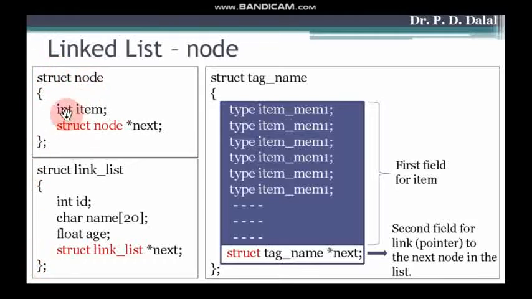So you will have a struct node which will have an integer item and a pointer next. Additionally, you can have a different structure like this: struct link_list, that is a linked list. Structure name is linked list. Integer ID, name, age, and then a pointer to the next node. So this will be your data part, item part, and this will be your pointer to the next link. In general, you can write your struct tag name here, number of data items here, and the pointer to the next link here.